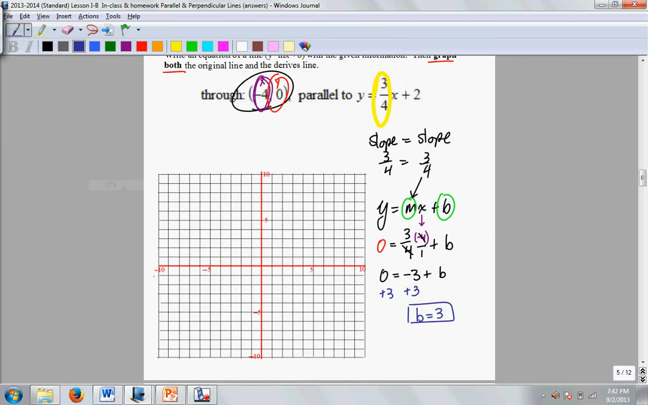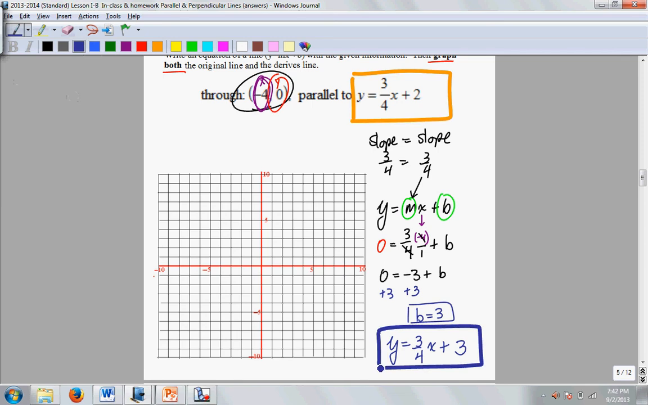Now we have everything we need. Our new line is going to be y equals 3/4 x plus 3. So here's our original line. And here is our derived line with the given circumstances. So let's graph that original line.